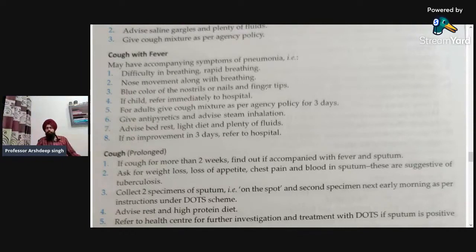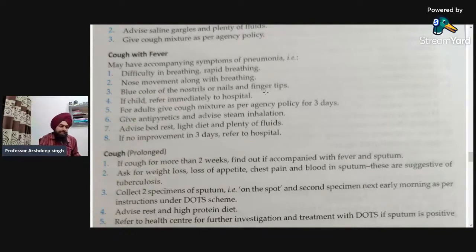If child is suffering from this type of condition, then immediately refer him or her to the hospital and give the cough mixture as per the agency policy. That would help to relieve the cough. Give antipyretics so as to decrease the temperature of the body or to treat the fever, and advise bed rest, light diet, and plenty of the fluids. That are the same as for the simple cough. And last, if no improvement in 3 days, condition may be associated with any type of moderate or severe condition, so immediately refer the patient to the hospital.